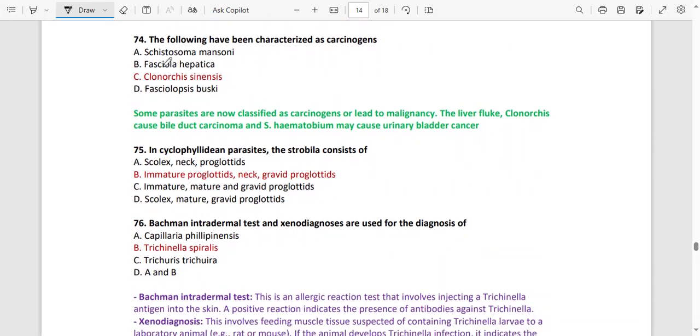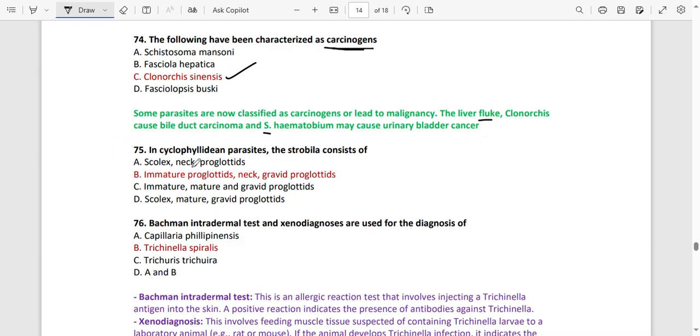The following have been characterized as carcinogens. Some parasites have been classified as carcinogens, like this guy, Clonorchis sinensis. Some parasites are now classified as carcinogens, meaning they lead to cancer. For example, the liver fluke Clonorchis causes bile duct carcinoma, and also Schistosoma haematobium causes urinary bladder cancer. So these guys are carcinogens. Please take note of the two, Clonorchis and haematobium.